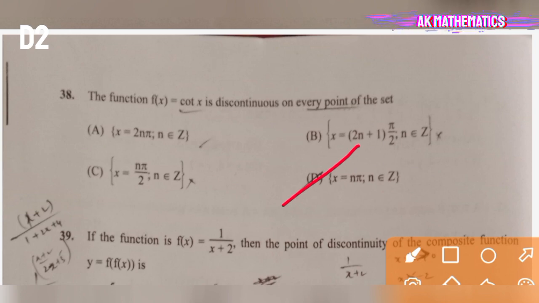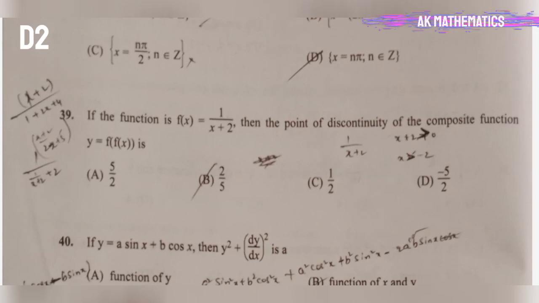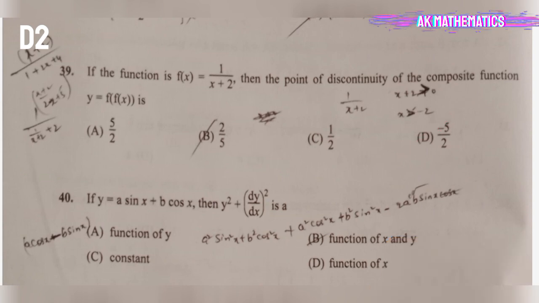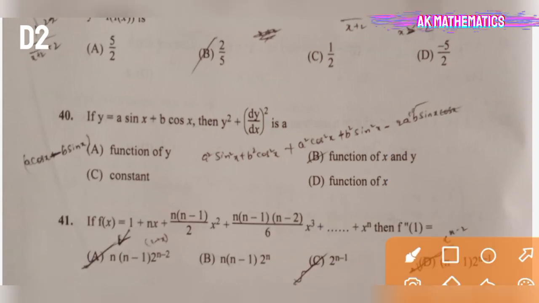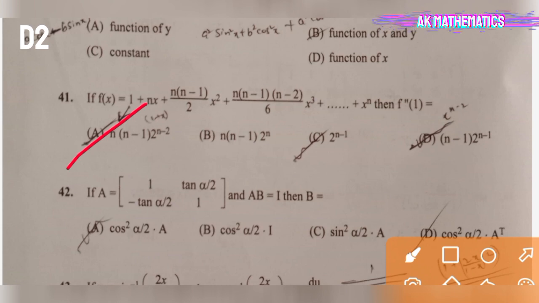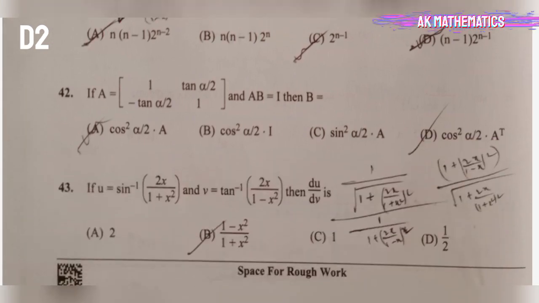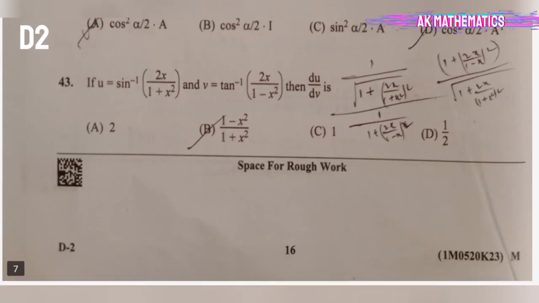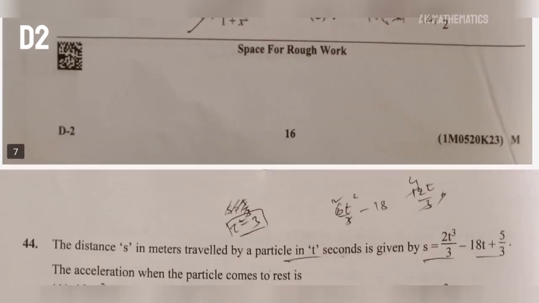Let us move for 39th question, that is again D, minus 5 by 2. Let us move for 40th question, that is C, constant. Okay, the answer of this will be constant. Let us move for 41, that is A. Let us move for 42, it is D. 43, it is C, 1. So this 43rd question was also repeated in the previous year question paper.